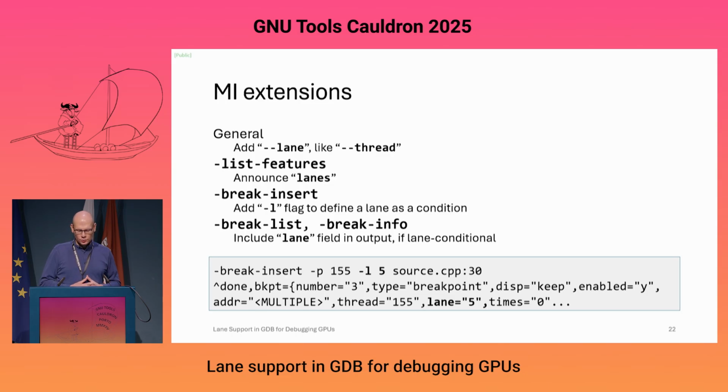And then in the output of some breakpoint-related commands, there would be a lane field which gives the number of the lane if the breakpoint is lane-conditional. We see one example here. The breakpoint is inserted conditionally on thread 155 and lane 5, and then the output responds with a definition of this breakpoint, and in the output there is the lane field.